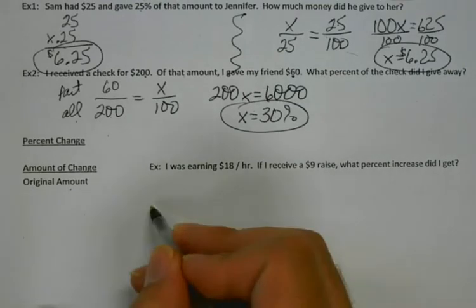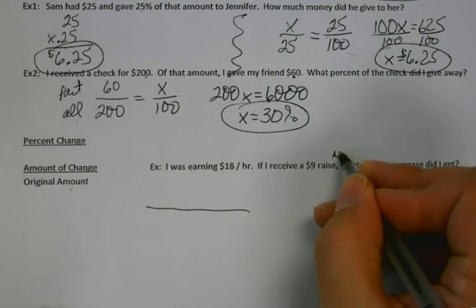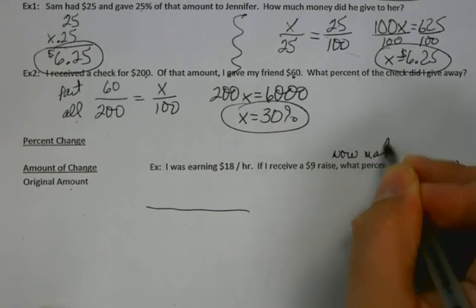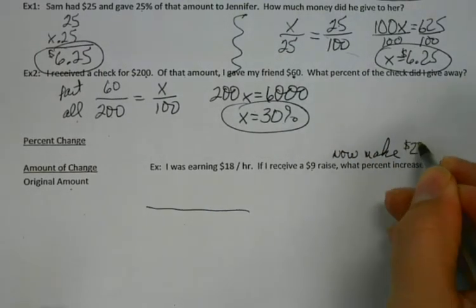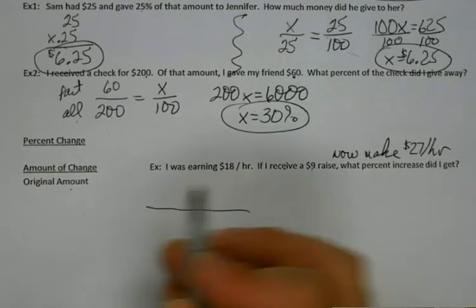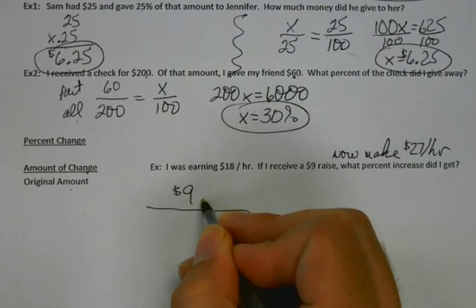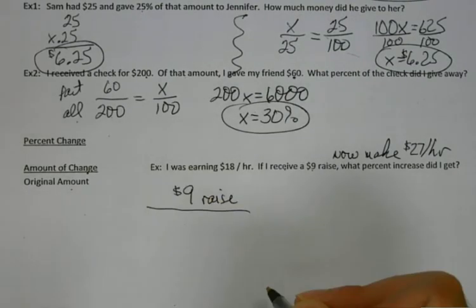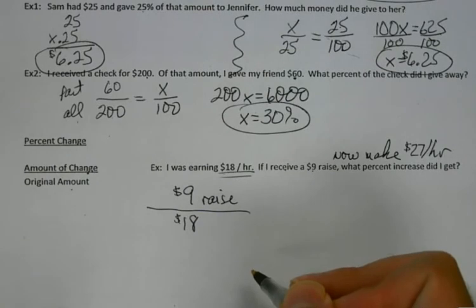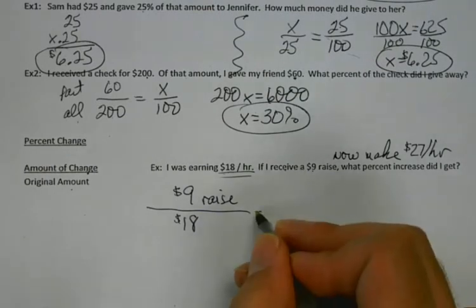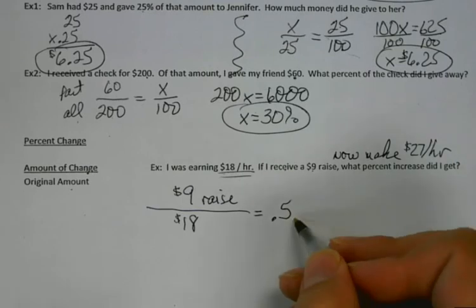Well, how much of a change was there? If I now have a $9 raise, what do I make now? $27 per hour because I get $9 more. So the amount of change is my $9 raise. The original amount I was making is $18. So if I do 9 divided by 18, I get 0.5. So it's a 0.5% raise, right?